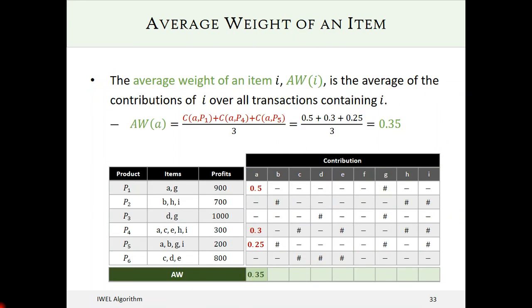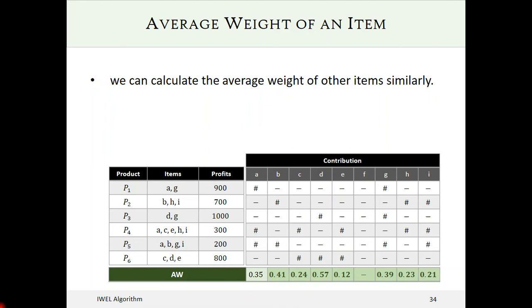Now we can define another concept called the average weight of an item. The average weight of an item I, denoted by AW of I, is the average of the contribution of I over all transactions containing I. For example, the average weight of item A is equal to the average of the contribution of A in products P1, P4, and P5, which is equal to 0.35. Intuitively, this value represents the average importance of item A over all products which A is included in. We can calculate the average weight of other items in the same way, meaning items B, C, all the way to I.